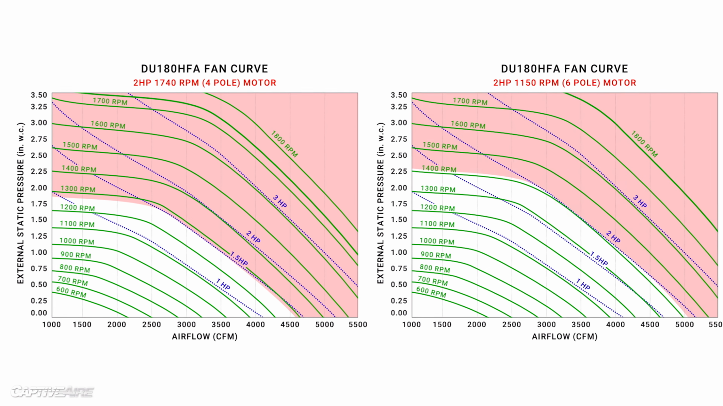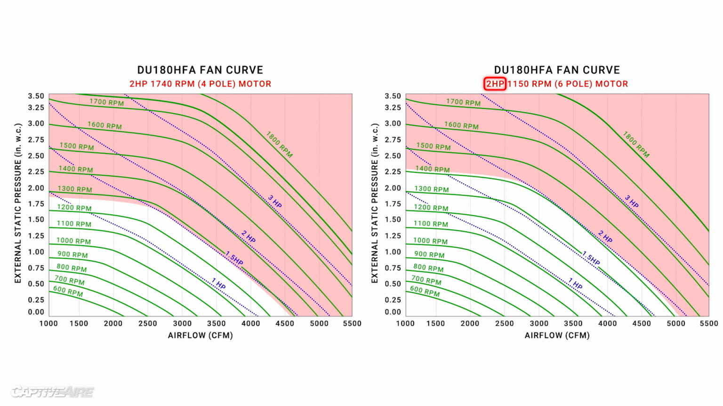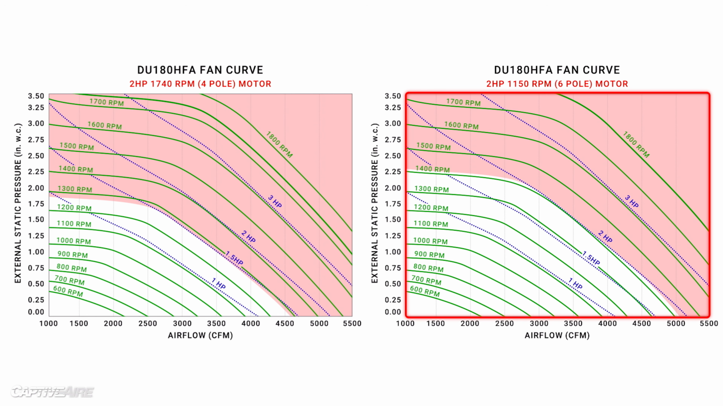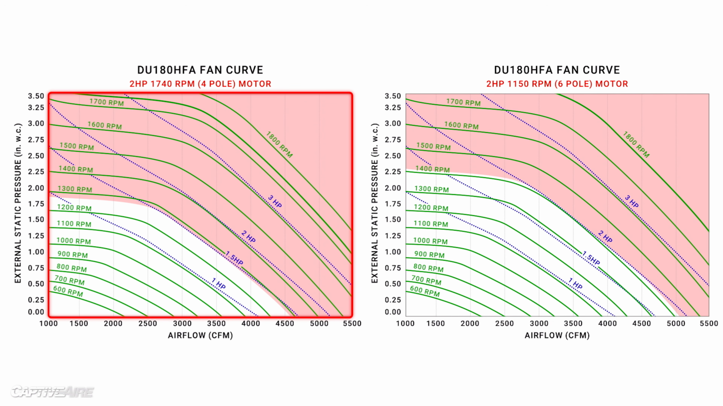Take a look at what happens if we also pick a 2 horsepower motor, but instead of it being a 4-pole, it's a 6-pole motor, with a nameplate speed of 1150 RPM. Funny enough, even though this motor is designed for lower speed, in this configuration we can run the fan even faster than with a 4-pole motor. And there's a couple reasons for this.